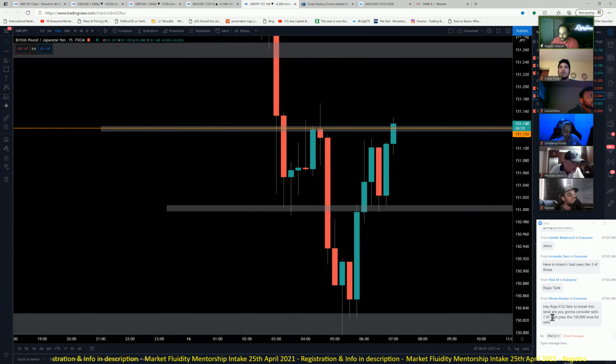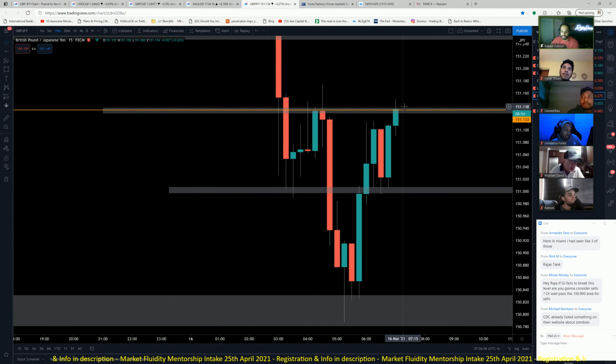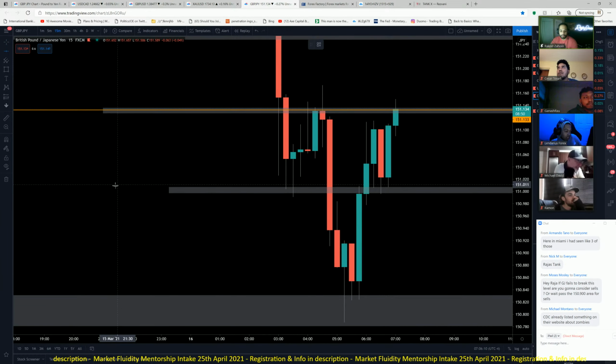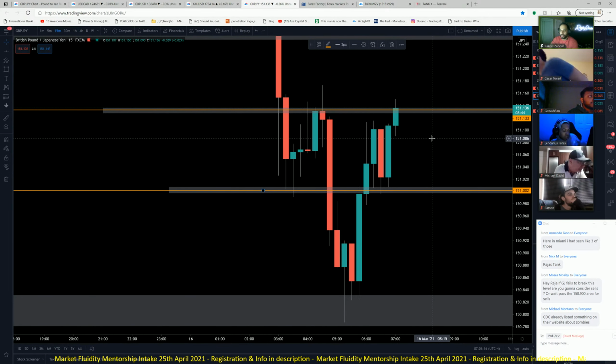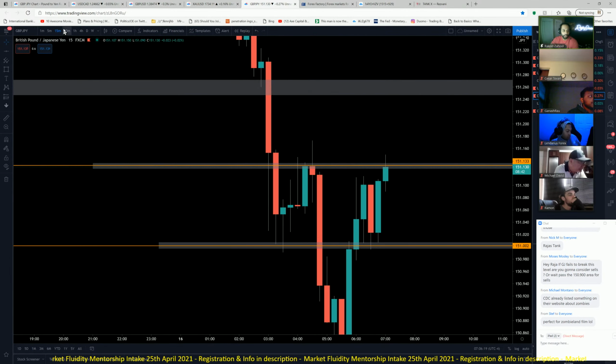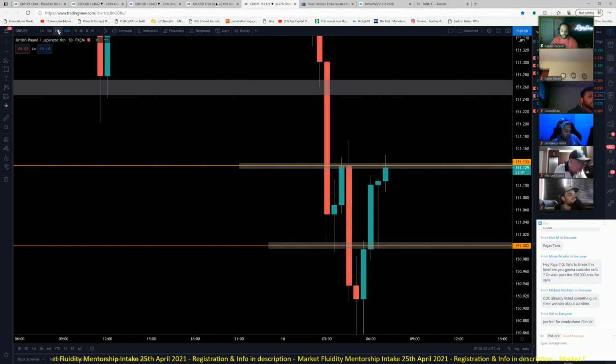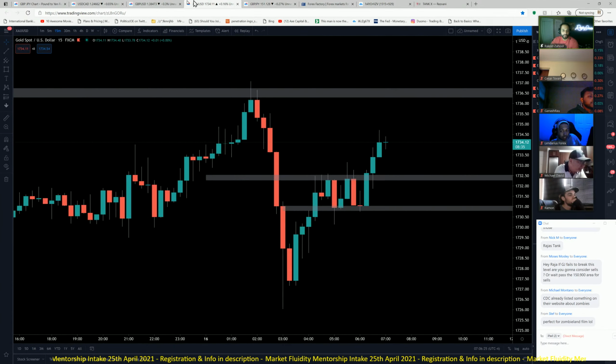If GJ fails to break this level, how are you going to consider sells or wait to pass? Yeah, so if GJ doesn't break this level, if you reject this level, I'm going to have to wait for price to break below this area, 150.970, and then I'm going to take sells below this area to continue down. But really want to see how we're going to close over here. It's very important. We still got 8 minutes left for this 15-minute candle to close.